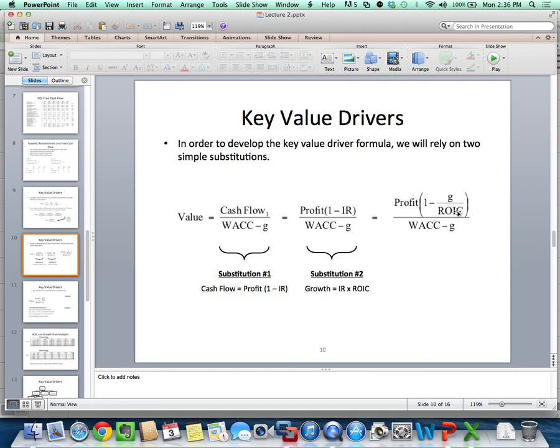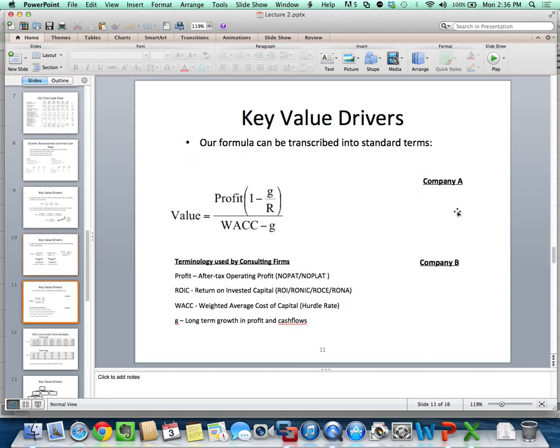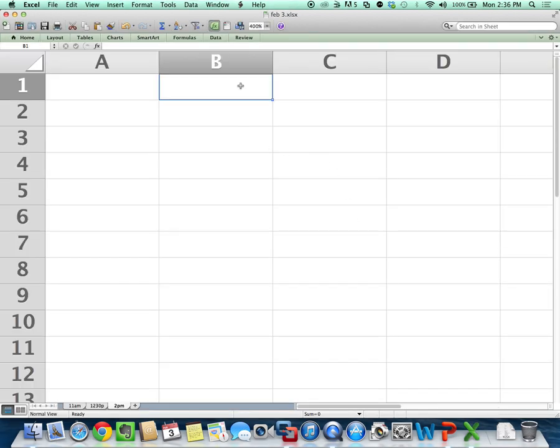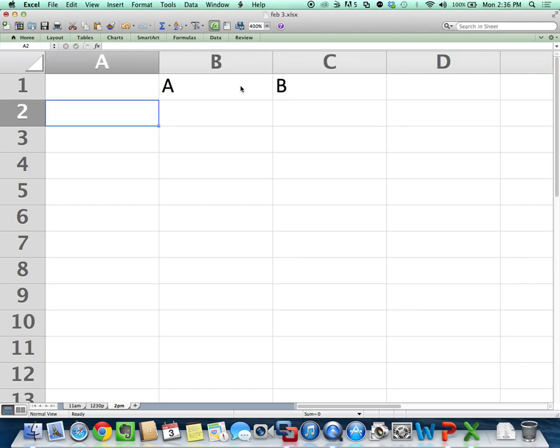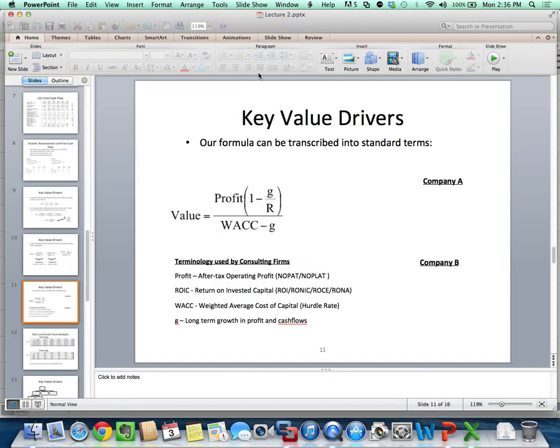So, with that in mind, intuitively, you told me that B was worth more than A. Now we want to quantify this. So using the key value drivers formula, let's value A and B. So to make it a little bit easier to see, I'm going to jump to Excel. So we have company A, we have company B. And there are 4 parts of this equation.